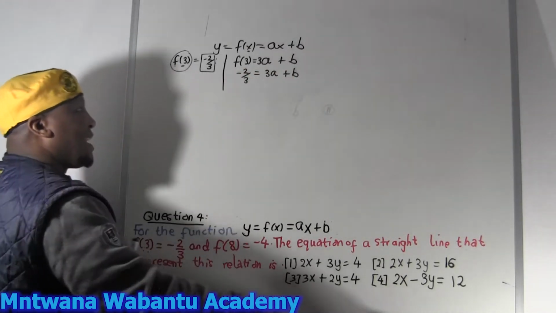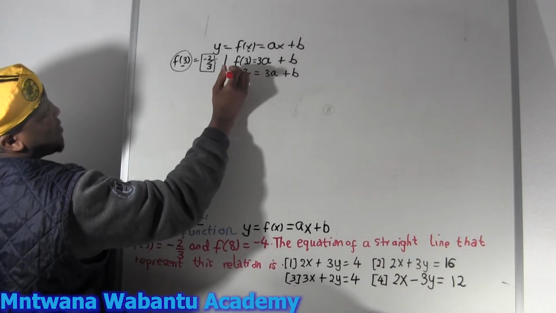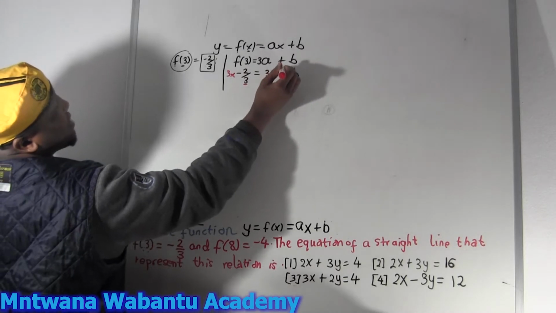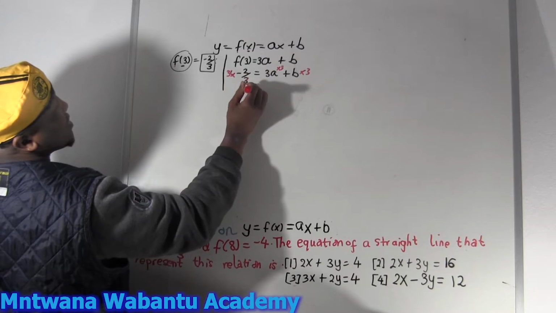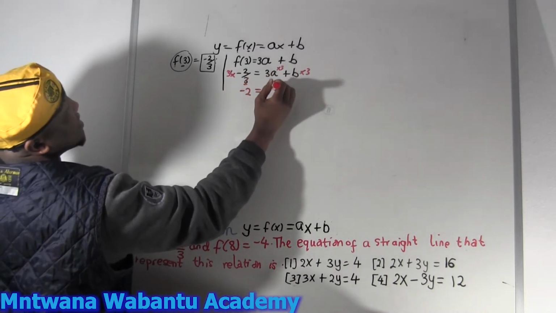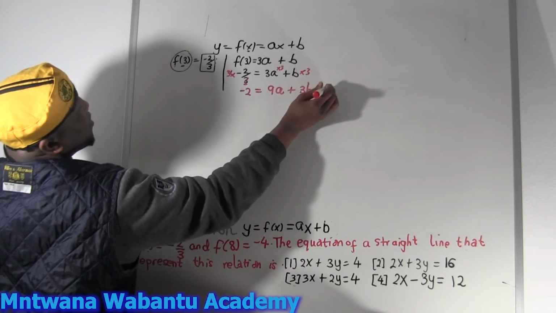Okay, so you want to make it linear. How do we make it linear? I multiply by the denominator throughout, multiply by 3 throughout. This and this cancel, this and this cancel, so we're left with negative 2, equals 3 times 3, which is 9a, plus 3b. Let me call this the first equation.